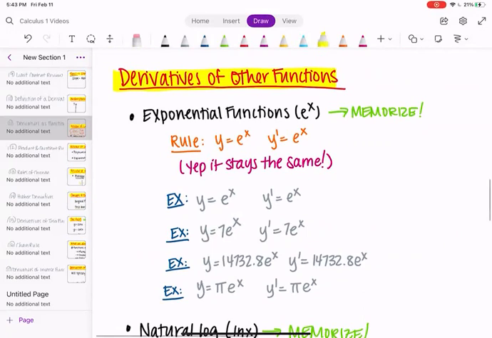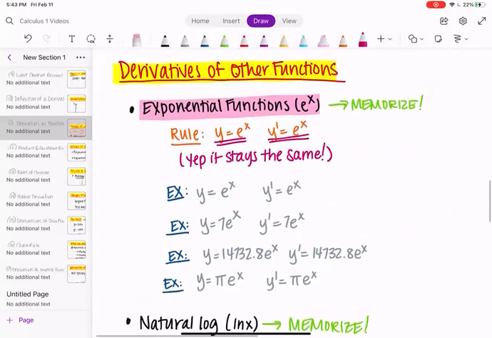For example, exponential functions. So like e to the x, right? The good news about e to the x is that the derivative is super, super easy because it literally does not change. So if the function is e to the x, the derivative will also be e to the x. So let's play around with some examples. So y equals e to the x, obviously y prime, that's just the rule, right? That's the rule. E to the x stays e to the x.